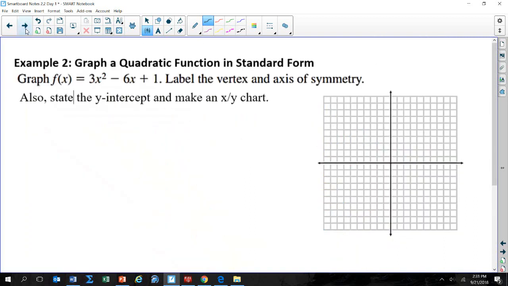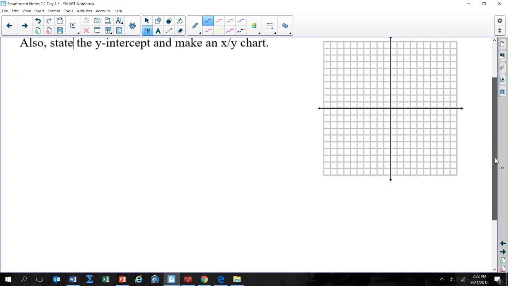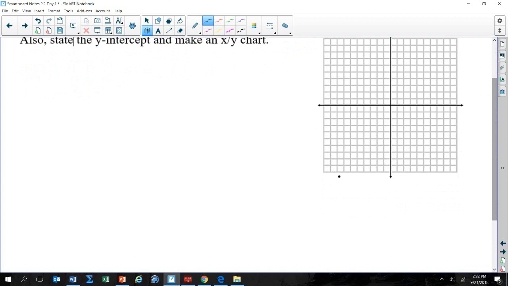So in this example, I'm giving you a function that's in standard form. Does everyone agree? It's got two x values, right? We've got x squared and x. So that's how I know it's in standard form. Okay. And I can't easily see the shifts. So I run into a problem. When I'm working with standard form, this is the process that I go through. I first find the vertex.